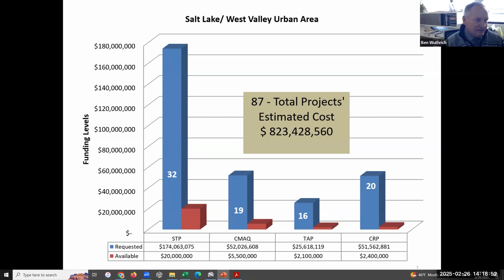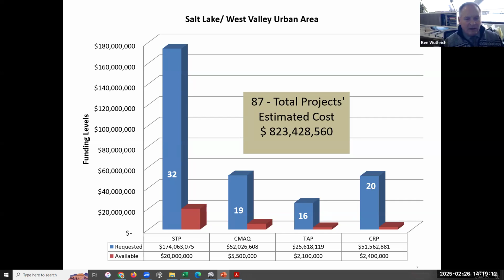Those total of the estimated cost for those 87 projects totals more than 823 million. That's the project cost. Of the projects submitted, 32 of them were STP requests, requesting more than $174 million. We have about 20 million available. Now the amounts available are still draft.